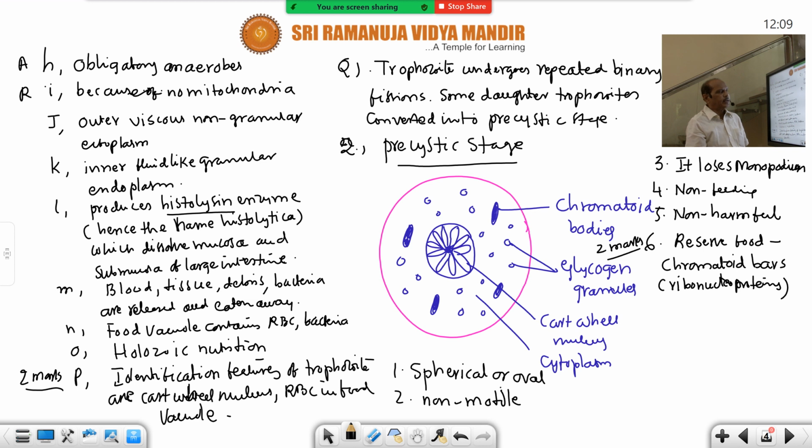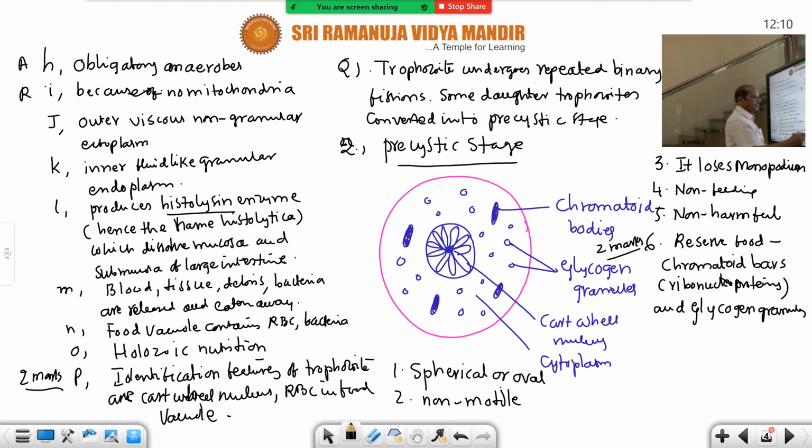Nissl's granules contain RER, rough endoplasmic reticulum. That's why the chief site of protein synthesis in the neuron is Nissl's granules. As an assertion and reason: the chief site of protein synthesis in the neuron cell body is Nissl's granules; the reason is that Nissl's granules contain RER. In the same way, the chromatoid bars contain ribonucleoproteins, and the second reserve food material is glycogen granules. Glycogen is converted into glucose and taken away. This is about the pre-cystic stage.